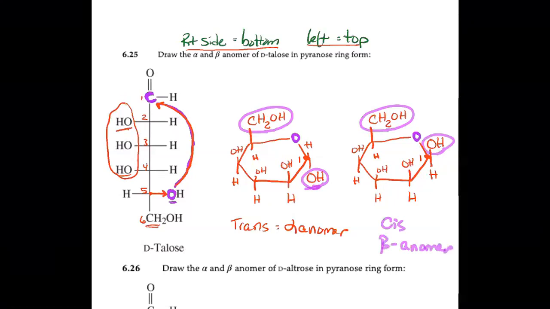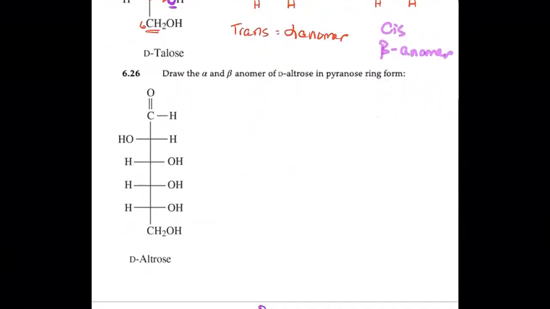Okay, so let's try it again. Now, before I do this one, you should pause the video and try to do this one yourself. Now that you've watched me do one, you should try to do one. Okay, so we have to do the same thing, draw the alpha and beta anomer. My new bond is going to be between this carbon and this hydroxyl, right? So that's going to be my new bond that's going to occur right there.